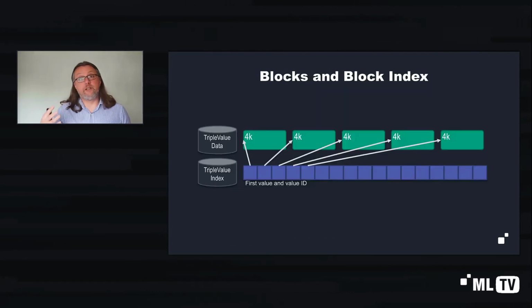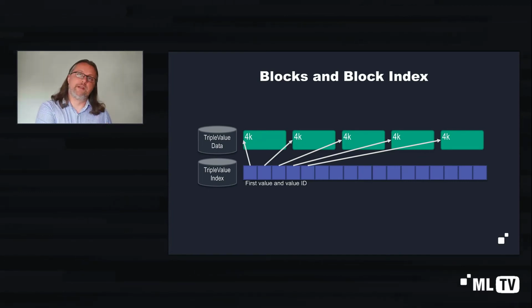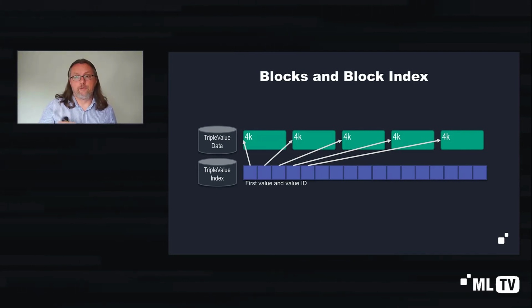Because we're using prefix and difference compression in the values, again, we have the same problem that we have to start reading from the beginning and work our way through all the data before we can find a specific value. So again, we split these up into blocks. The triple value data contains those blocks, and triple value index contains a list of the first value in each block.